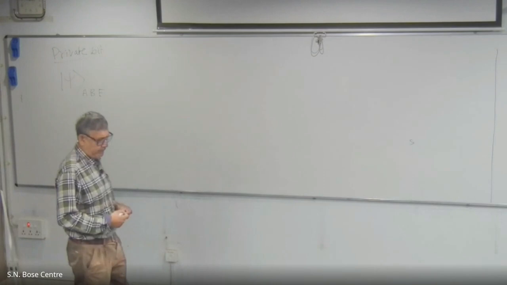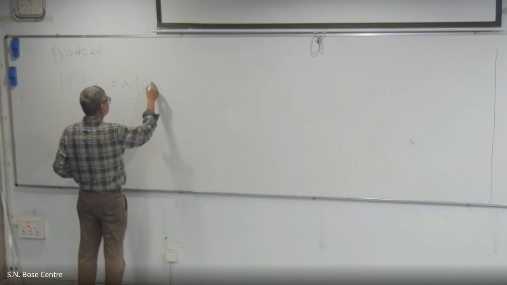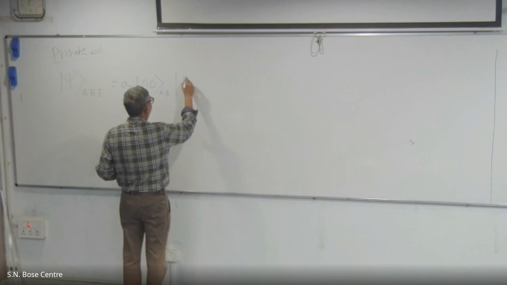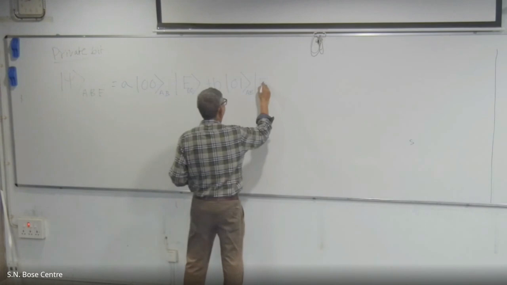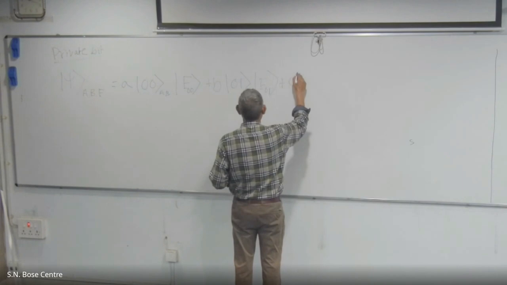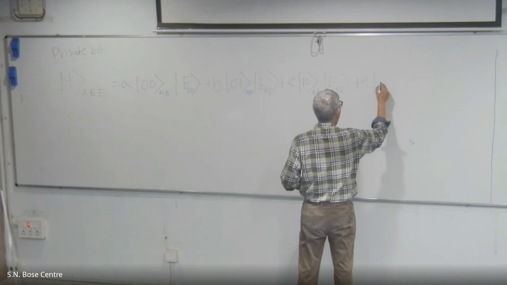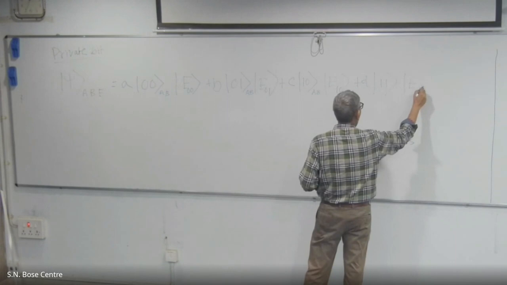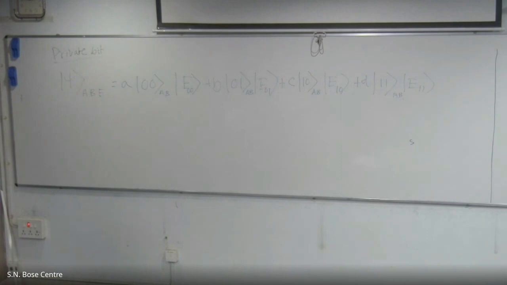So, can you tell me what is the most general form? If Alice system and Bob system are qubit, this will be a... I am claiming that this is the most general system of Alice, Bob and Eve, provided Alice's system is a qubit, Bob's system is another qubit. This is the most general system.